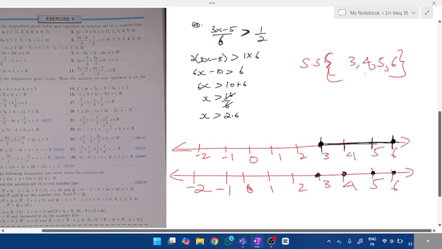When there are few numbers like this, 3, 4, 5, 6 has only 4 numbers. When there are few numbers, you can keep dots. Okay, when there are few, you can keep dots. Your replacement set is given. Replacement set value is given, students.